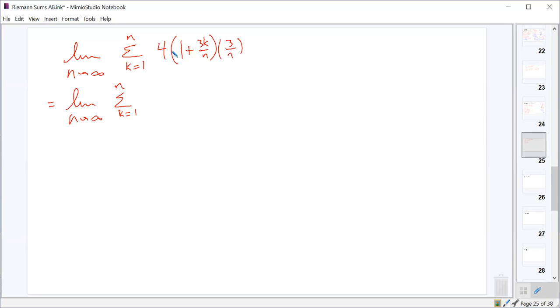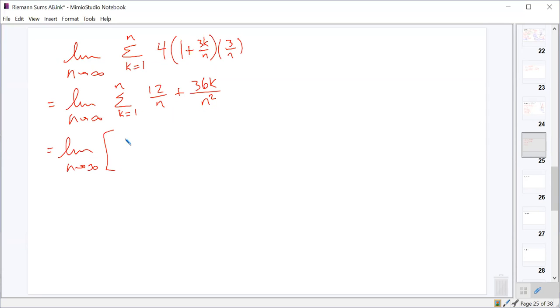So we've got 4 times 3 over n is 12 over n, which we distribute to both pieces. 12 over n times 1 is just 12 over n, and 12 over n times 3k over n will be 36k over n squared. Everybody agree with that? All right. Now, depending on how comfortable you feel with summations, you can evaluate this summation right now, which you probably don't feel comfortable enough to do, or we can separate it into 2 different summations, which I think will help everybody conceptualize this.